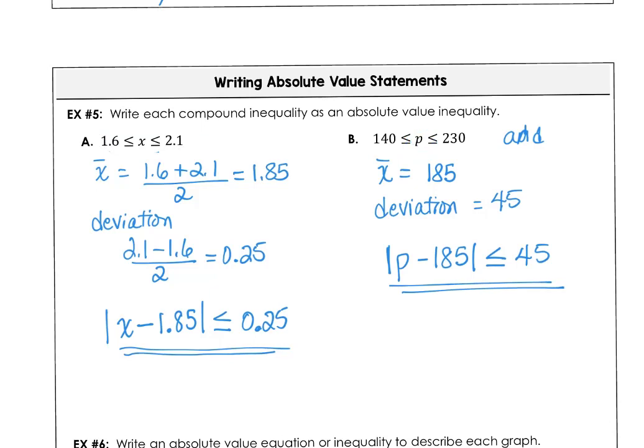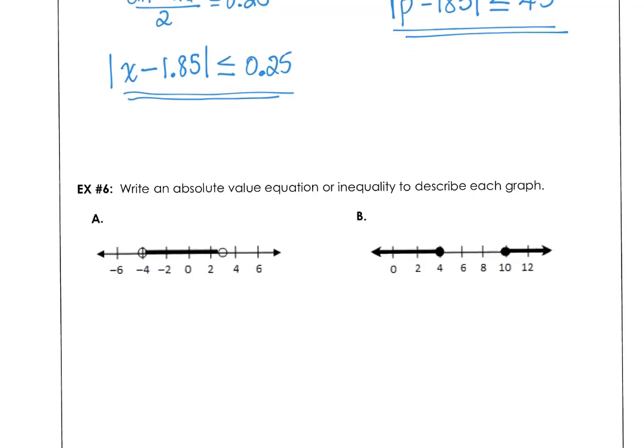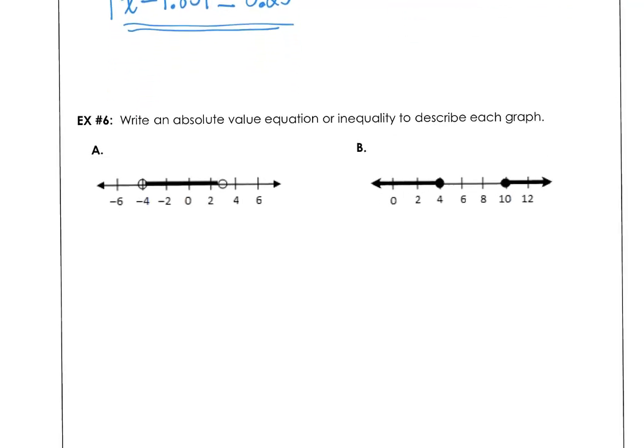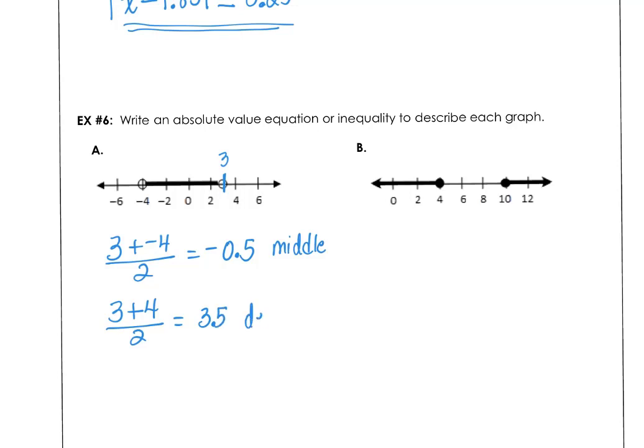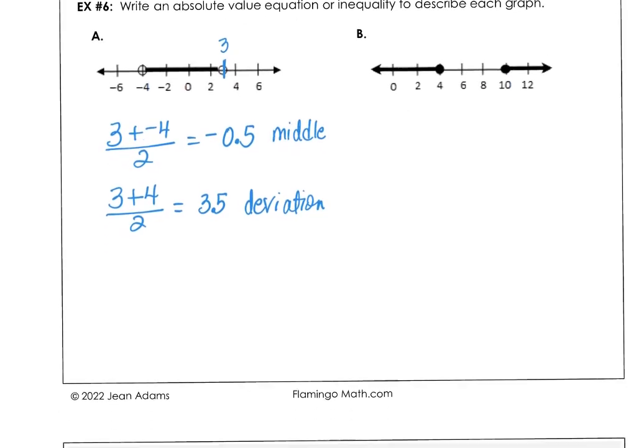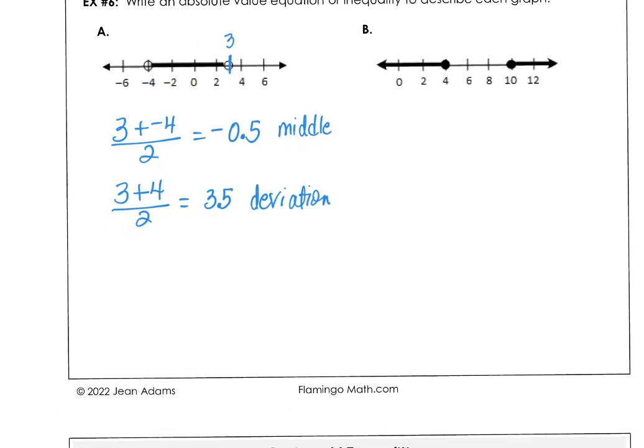Okay, in example 6, this time they're giving us the picture, so we're going to work backwards. In this case, it looks like this is 3. So we want to find the middle. 3 plus negative 4 divided by 2 would put our middle at negative a half. This is the middle. And the deviation would be the difference. So 3 minus negative 4 divided by 2 would put us at 3.5 for our deviation. So it's similar to example 5. We're just working from the graph now and not from the number statement.